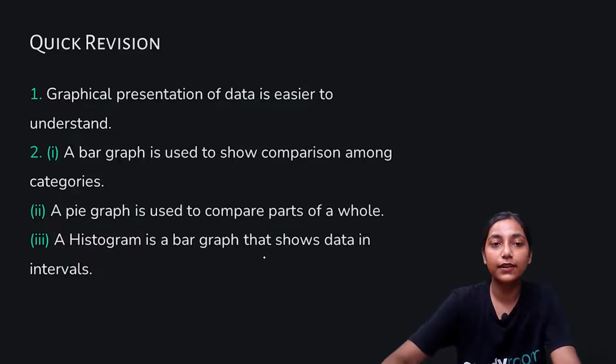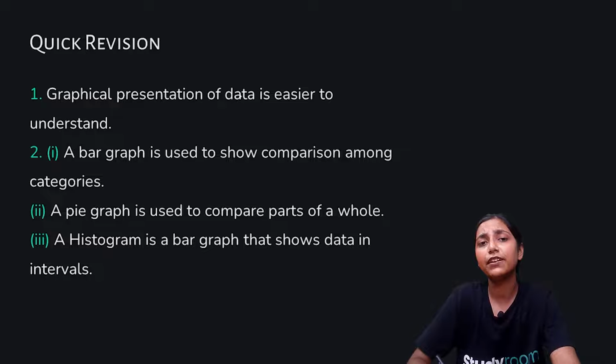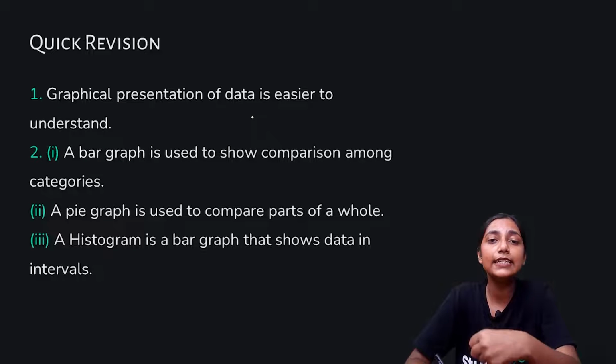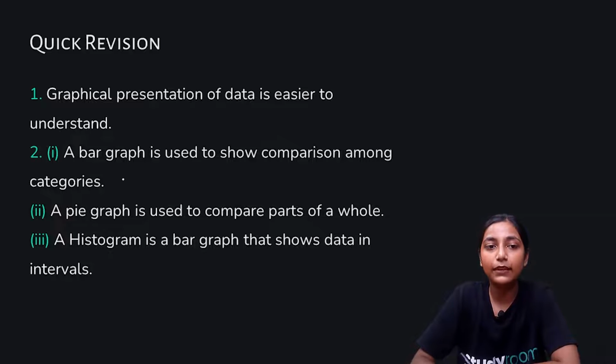First of all, we studied about the graphical presentation of data and we saw that graphical representation is very important because it helps us to easily understand the given data. Then we read about a bar graph that is used to show the comparison among categories. We read about the pie graph, or it is also known as circle graph, and saw how it is used to compare parts of a whole.